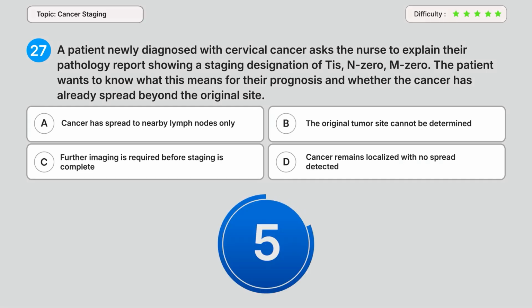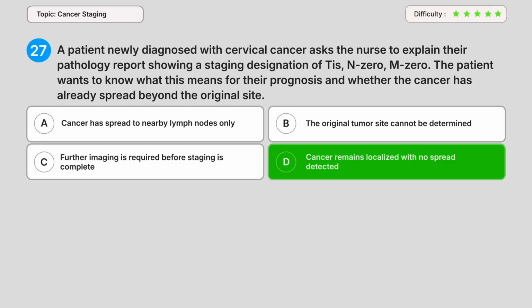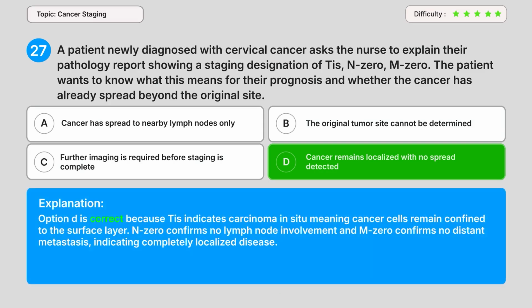Can you guess the answer? Correct answer. D. Cancer remains localised with no spread detected. Explanation. Option D is correct because TIS indicates carcinoma in situ, meaning cancer cells remain confined to the surface layer. N0 confirms no lymph node involvement, and M0 confirms no distant metastasis, indicating completely localised disease.